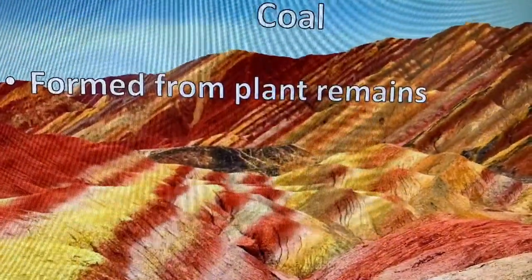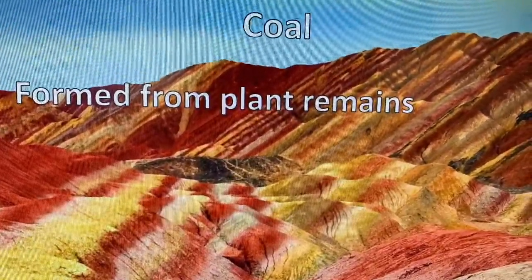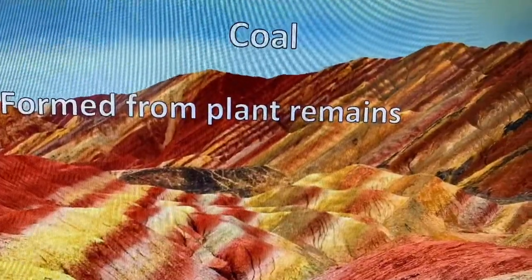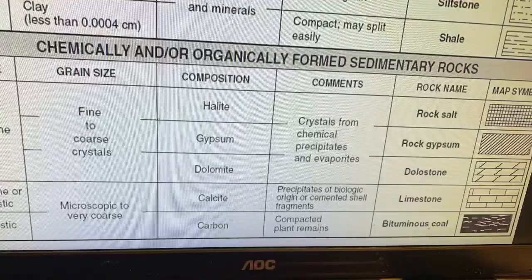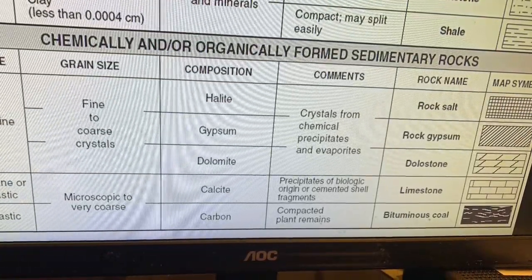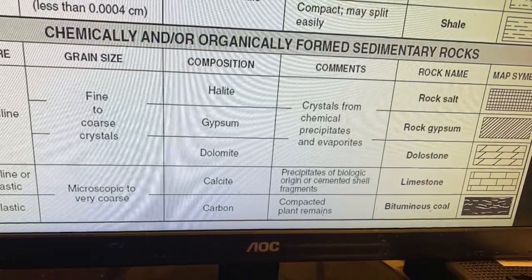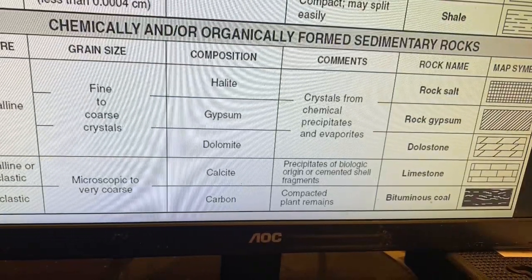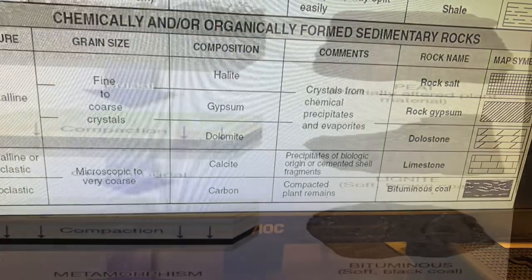The final bioclastic or organic sedimentary rock we're going to talk about is coal. And coal actually forms from the remains of dead plants. Plants that died millions of years ago that eventually turned into a rock. You can actually see coal down at the bottom of your chart on your reference table, all the way at the bottom, what's called bituminous coal. There are different types of coal. This is the sedimentary rock. The sedimentary rock is called bituminous coal, and it comes literally, you can see on the chart, from compacted plant remains.